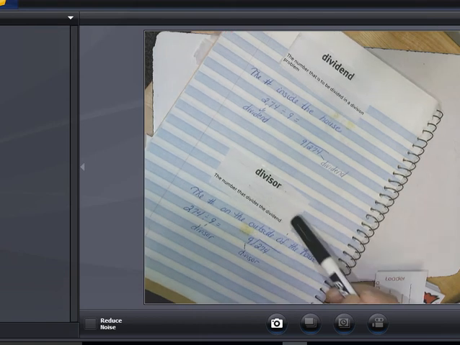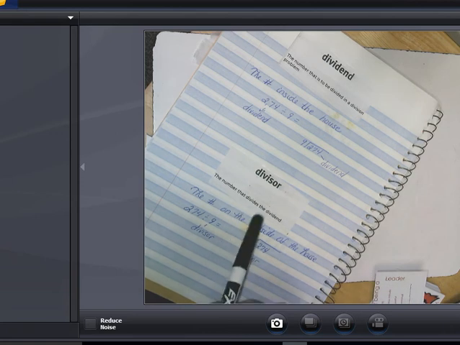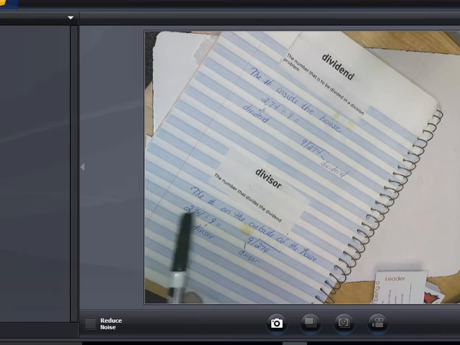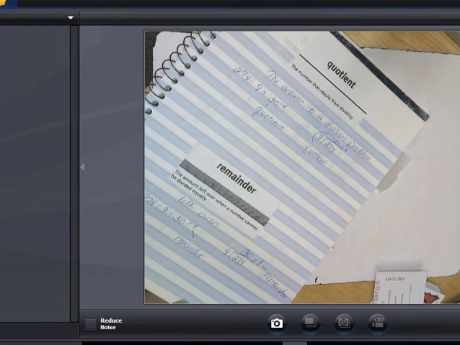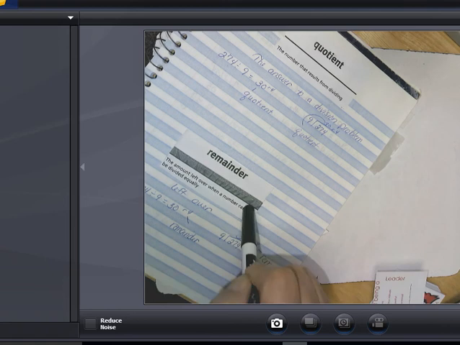Divisor is the number that divides the dividend. The number on the outside of the house. So it's this one outside of the house. Highlight that. Write it out this way because this is another way. Here's the number you're going to have. This is the equal groups you're going to divide it into, or here. Then please go to quotient and remainder and put the definitions for those in with examples.